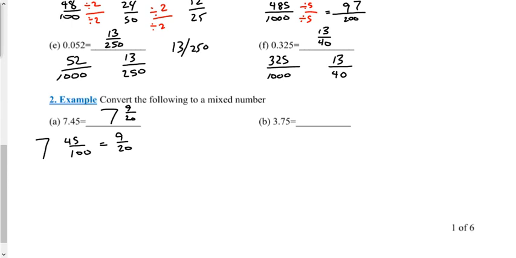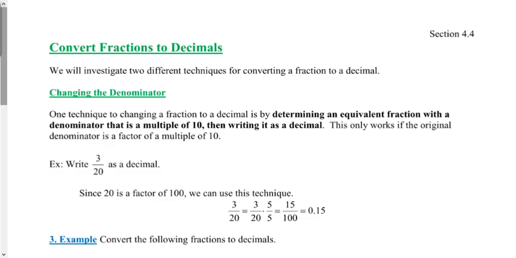Here, the last one on this page, we've got 3.75, or in other words, 3 and 75 100ths. And hopefully you guys spot this 75 and the 100. You're like, hey, I know 25 goes into those. 25 and 25. Right? Maybe not, but hopefully you do, because I always think of quarters. That makes 3/4. So what I have here is 3 and 3/4.